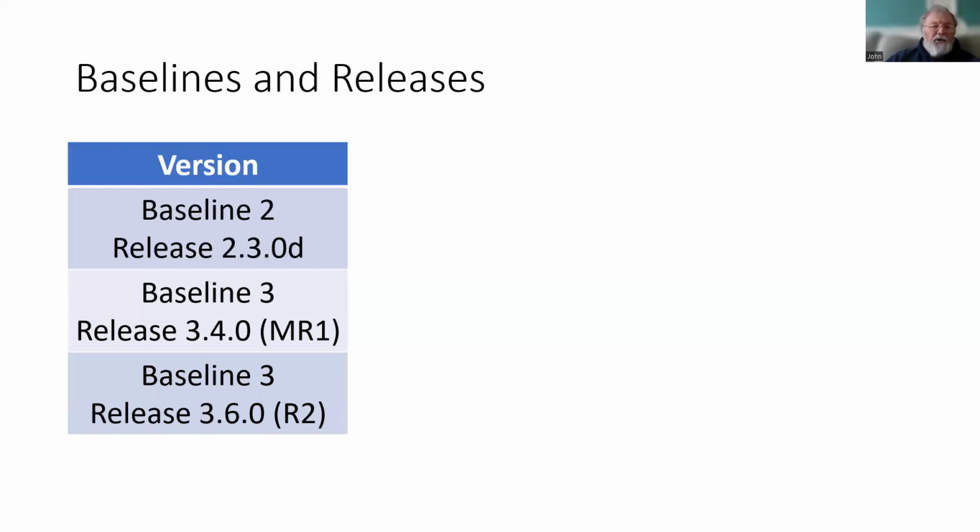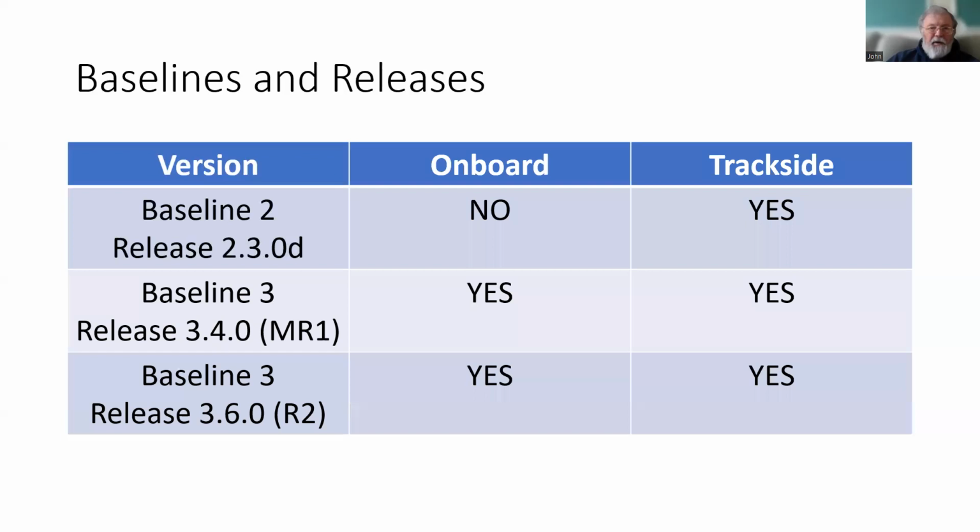If we have a baseline 3 train, it will work on a baseline 3 trackside for either of the two releases. And so in 2016, extra functions and many error corrections were introduced in baseline 3 release 360, otherwise known as release 2. Now, just like Microsoft, ERA don't want to have to maintain old sets of specifications. And so if you're deploying ETCS now, there are rules about which baseline and release you can use.